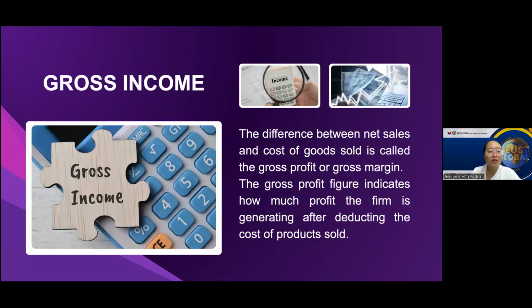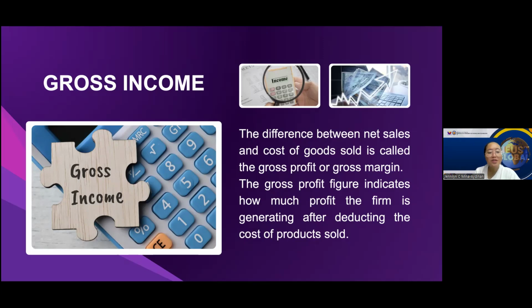Okay, so let's continue learning by identifying what is gross income. Gross income or gross profit is the difference between the net sales and cost of goods sold. It shows how much profit a business makes after covering the cost of producing or purchasing the goods it sells, before accounting for other expenses like operating costs and taxes.